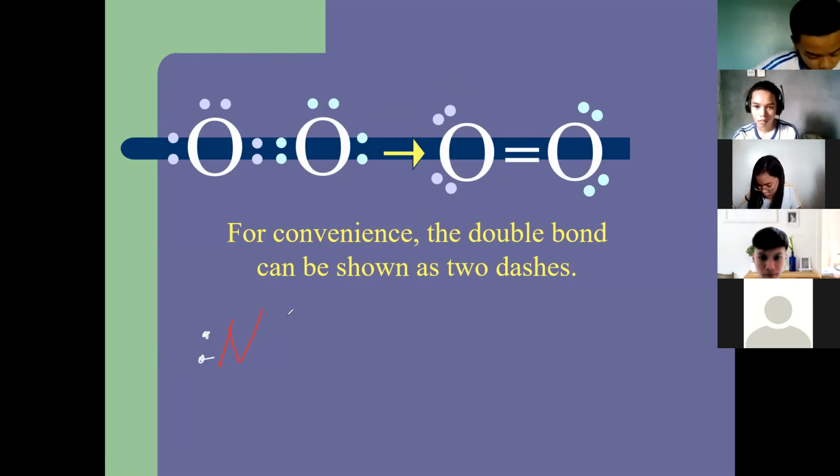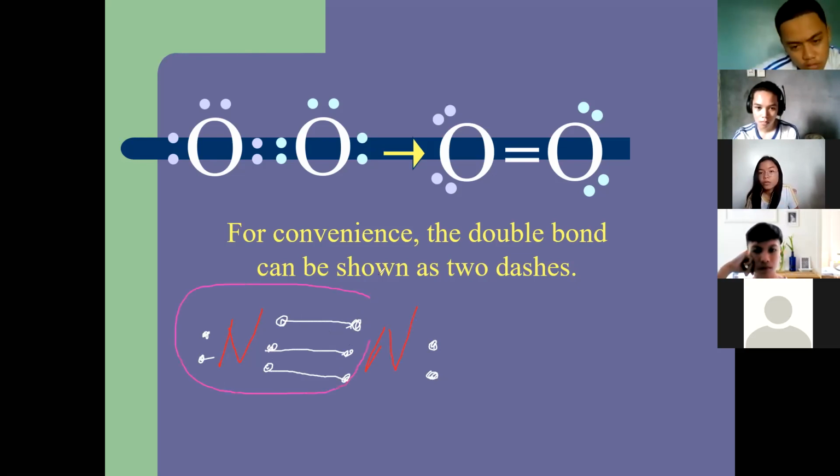1, 2, 3, 4, 5. And then the other nitrogen with 5 valence electrons as well. 1, 2, 3, 4, 5. So this is the triple bond. 1, 2, 3. So for the first nitrogen, you have 8 valence electrons: 2, 4, 6, 8. And the second nitrogen has 8 valence electrons as well: 2, 4, 6, 8. So this is sharing of electrons between two similar atoms.